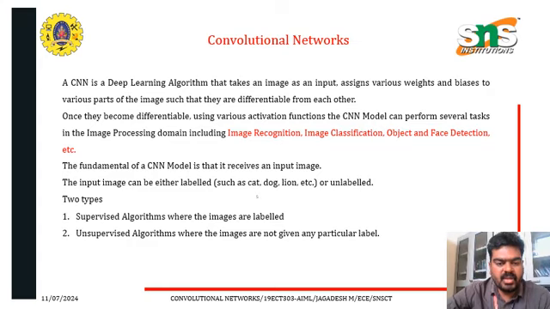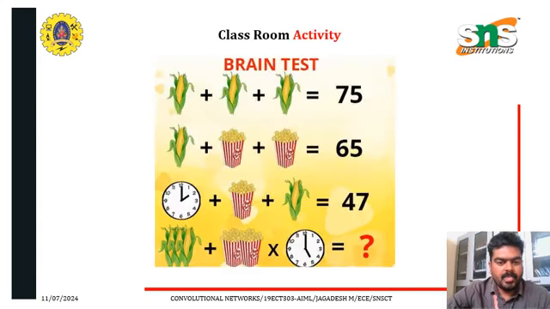The fundamental of the CNN model is that it receives an input image. The input image can be either labeled, such as cat, dog, lion, or some fruit, as in the examples we discussed in the previous episode, or unlabeled. There are two types: supervised algorithms, where the images are labeled, and unsupervised algorithms, where the images are not given any particular label. And let us have some quick classroom activity.